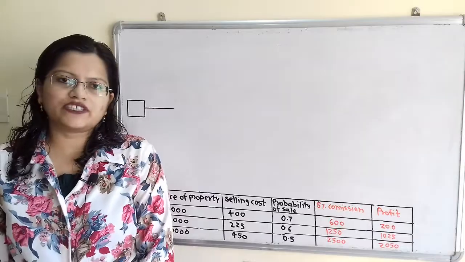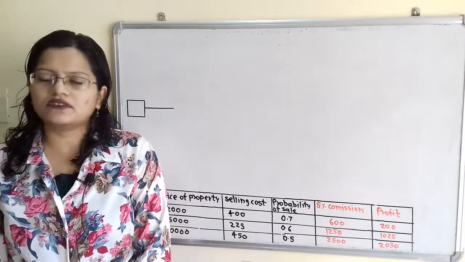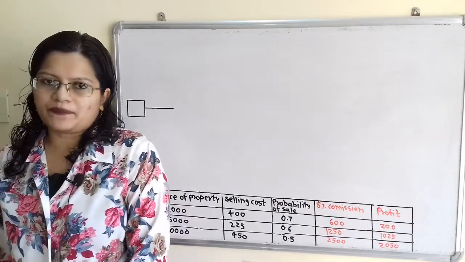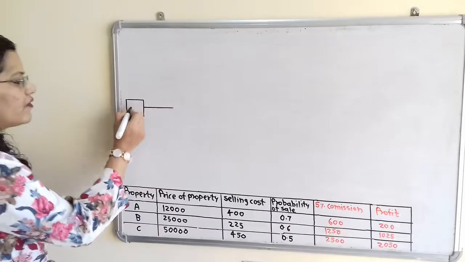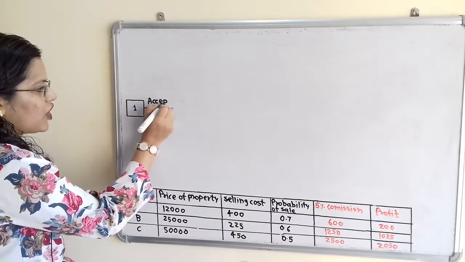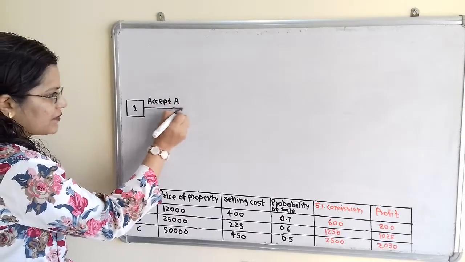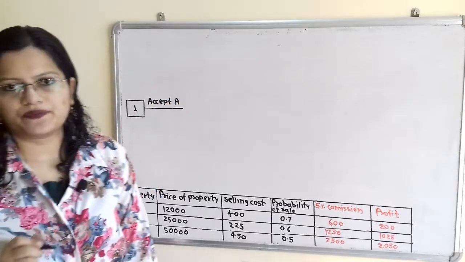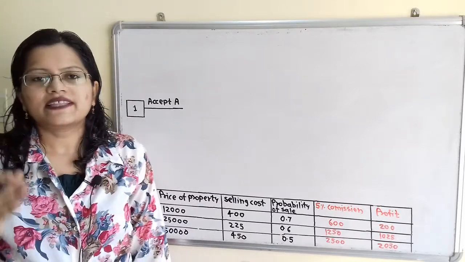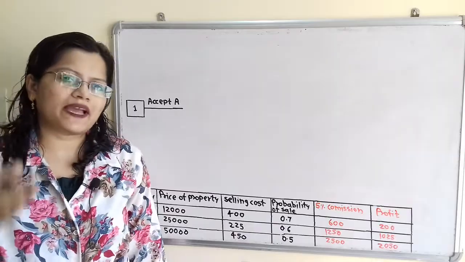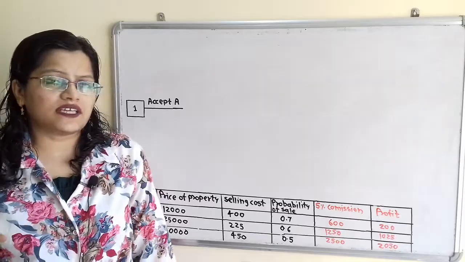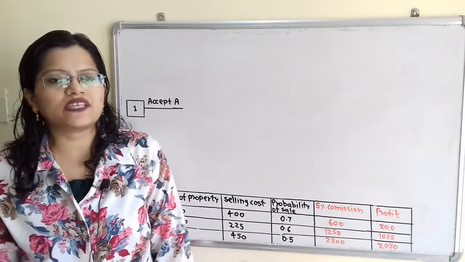So for the estate agent there is only one option, that is he has to accept to sell the property A. So we will take here the first decision with the decision node, and we will write here accept the offer for property A. Now when he accepts the offer, then there are two chances, that is property A will be sold by him or property A will not be sold by him. So these two chances of occurrence we have to show with event node.